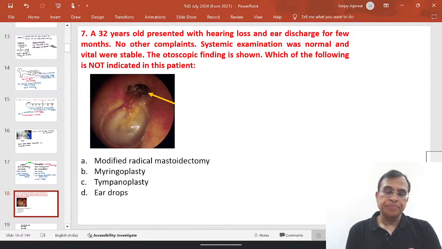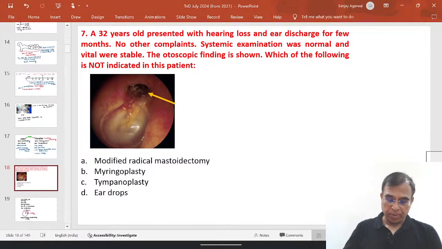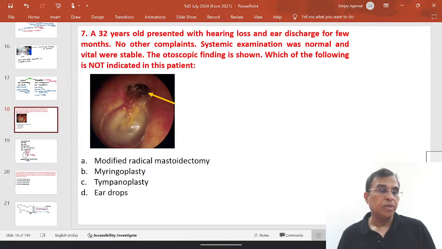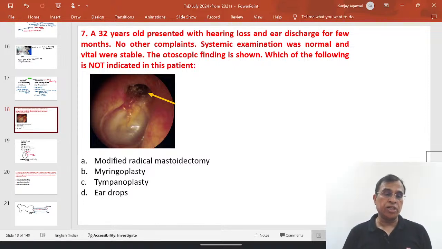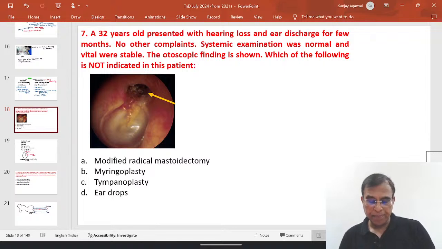So it's an adult with hearing loss and discharge, and there's an image and the name of the procedures and treatment given, which is not indicated in this patient. I'm waiting for your answers. I can see 2 A's already. So there are 3 A's. There are 4 B's, not A, B. Meringoplasty.